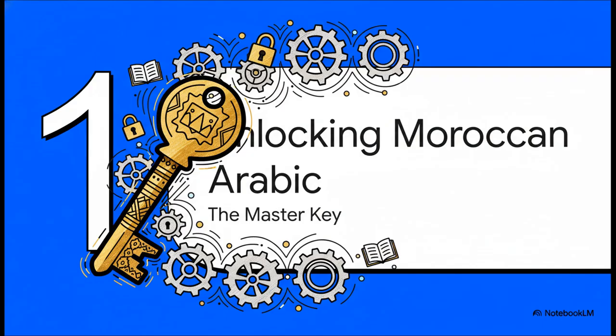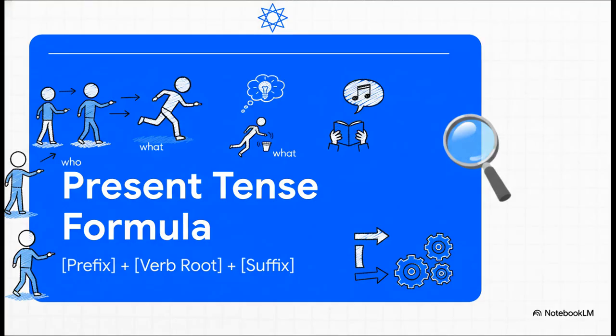Section 1, Unlocking Moroccan Arabic. This is it, folks. We're about to reveal that master key I was talking about, the secret to the present tense. And here it is, the whole system, right there in one line. It's always a prefix, plus the verb root, plus an optional suffix. Think of it like this. The prefix tells you who is doing the action, the root is what the action is, and that little suffix just adds a bit more info.